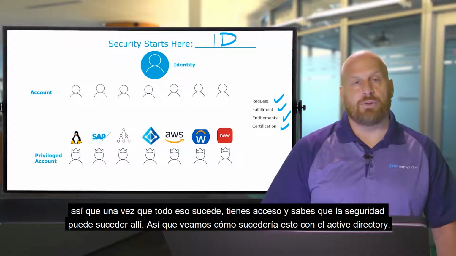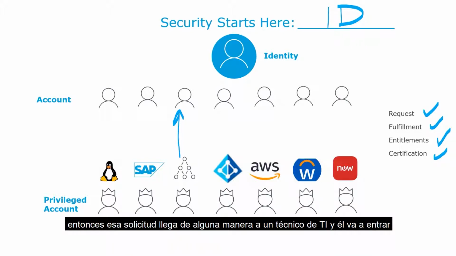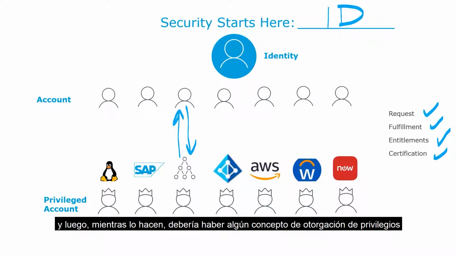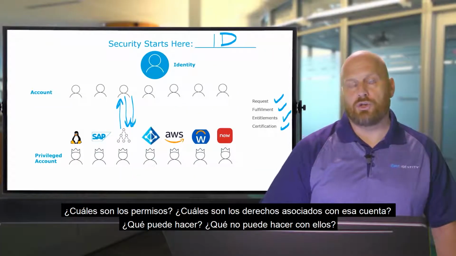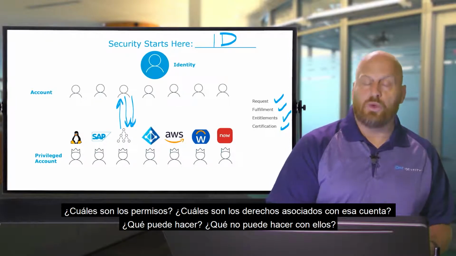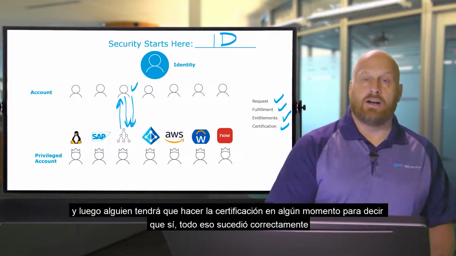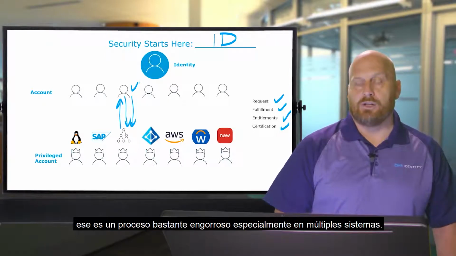So let's walk through how this would happen with Active Directory. A new person's hired, somebody has to go in and request that the new person get their Active Directory account. Then that request somehow gets to some guy in IT. He's going to go in and do the fulfillment or the provisioning to put you in the correct groups and all that stuff so that you can do your job. And as they do that, there should be some concept of entitlements. So what are the permissions, what are the rights that are associated with that account, what can you do, what can't you do. And then somebody's going to have to do the certification at some point to say, yeah, all that stuff happened correctly. So that's a pretty cumbersome process, especially in multiple systems.